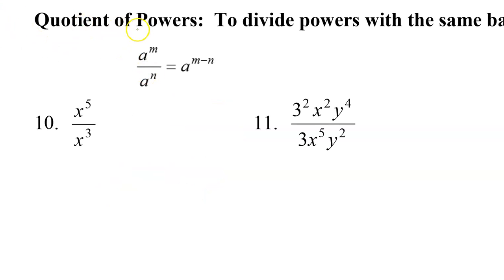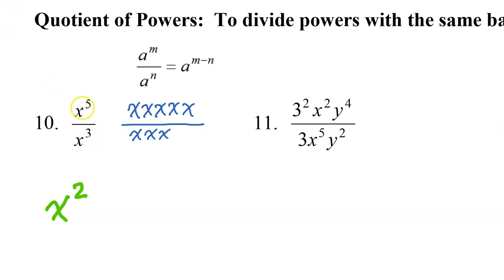Next we have the quotient of powers property. When you divide two expressions with like bases, you subtract the exponents. So x to the 5th power divided by x to the 3rd power will be x to the 2nd power. That's 5 minus 3.